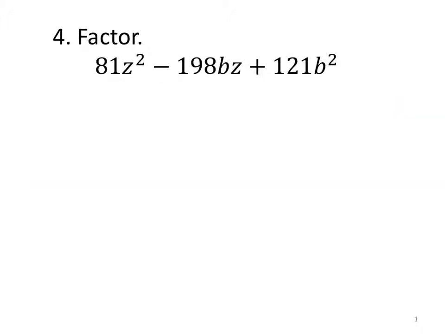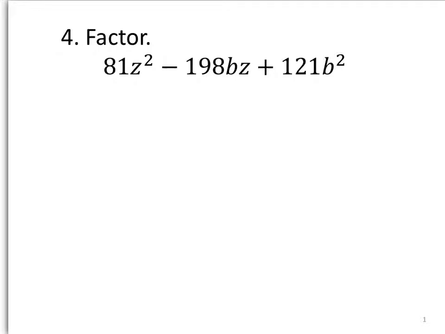When you see a problem that has a huge number in front of the lead term, like 81z squared, and then big numbers all over, the first thing you want to ask yourself is, do I see perfect squares anywhere? And so 81 is a perfect square, 9 squared. 121 is 11 squared. So you need to know that. You need to memorize at least up to 15 squared.